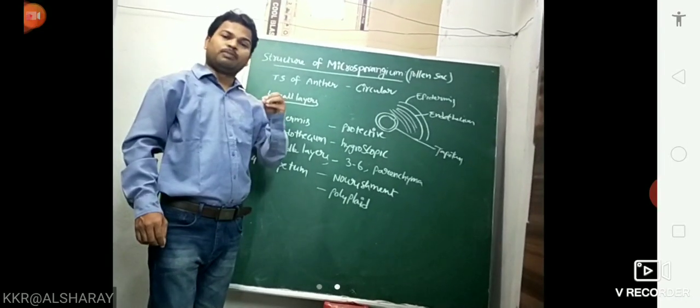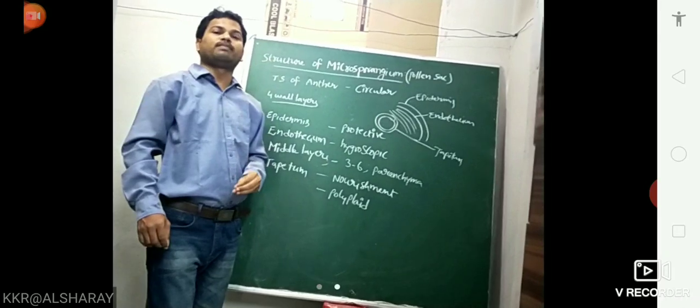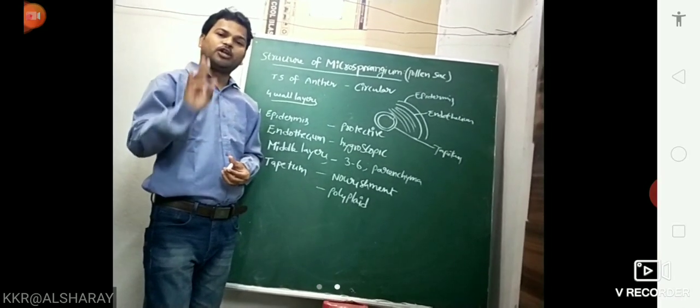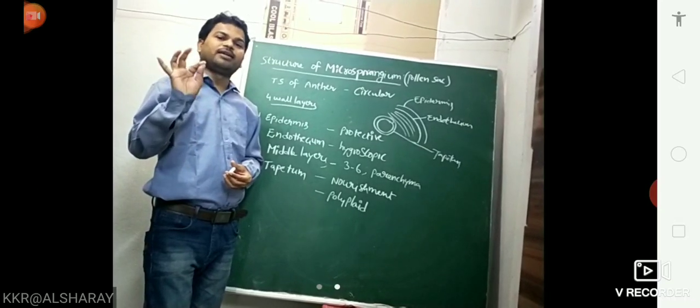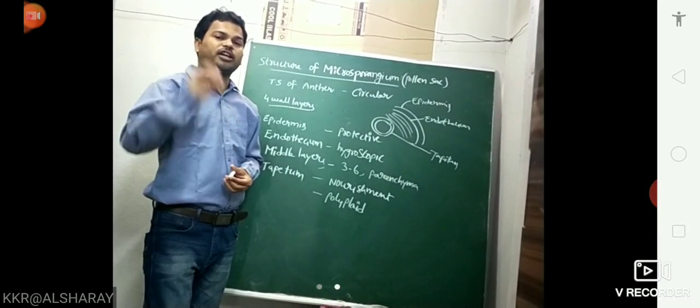Which of the following cells in microsporangium have polyploidy condition? A. Epidermis. B. Endothecium. C. Middle layer. D. Tapetum. Answer: tapetum has polyploidy condition.